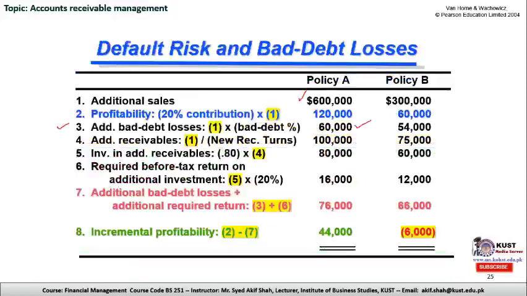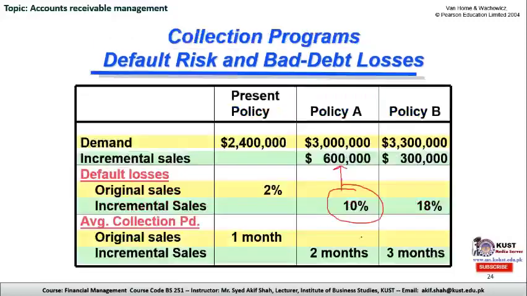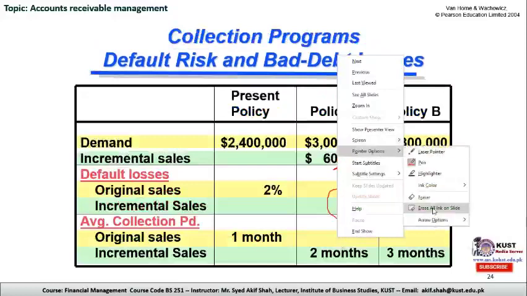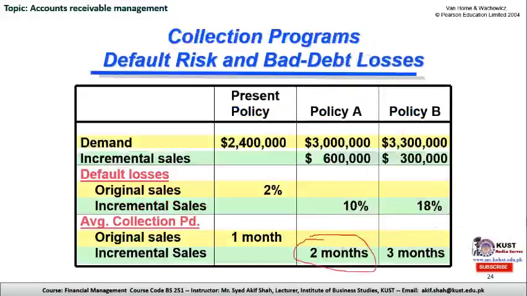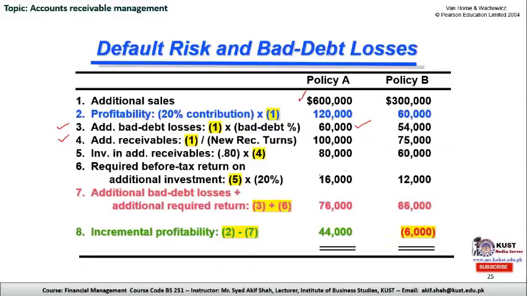As we have mentioned, in step number 4, the additional receivable has to be calculated, because we are relaxing our credit policy, so we will have an additional account receivable. Let's go back and find out the new account receivable turnover. As the company is collecting in 2 months, if we divide 12 months by 2, the account receivable turnover will be 6 times in a year. So we divide this incremental sale by 6, which is the new account receivable turns. The resultant value will be $100,000 stuck in the additional account receivable.